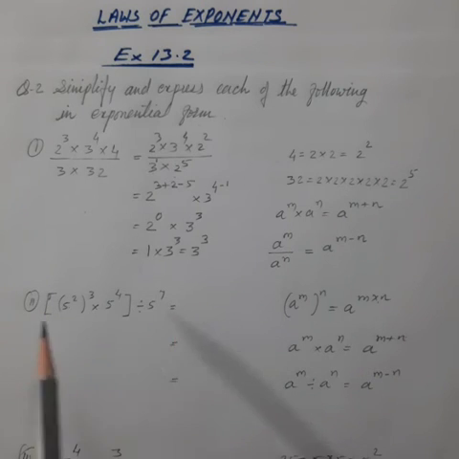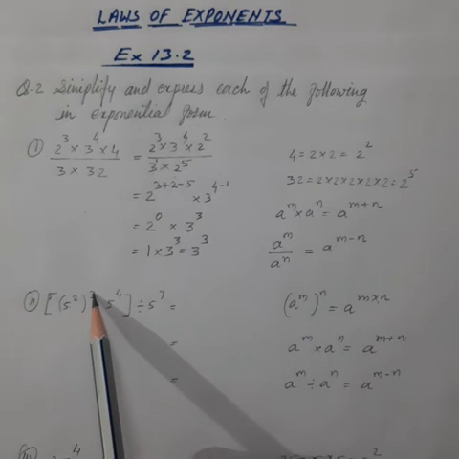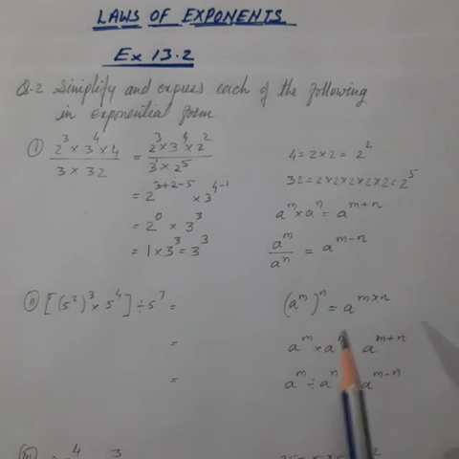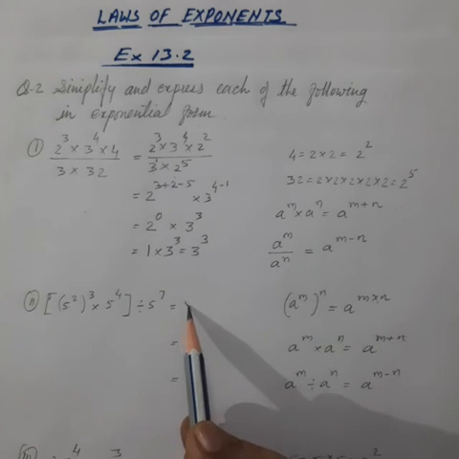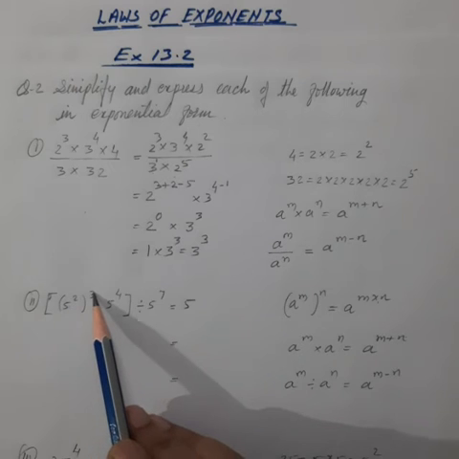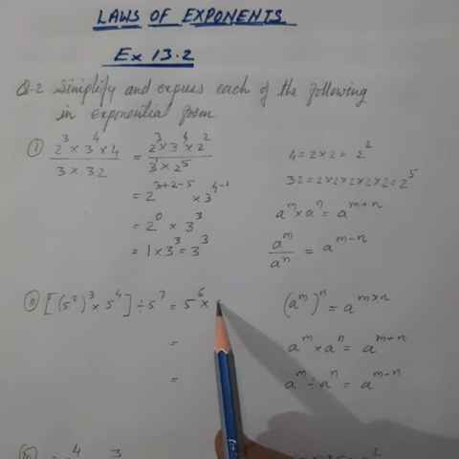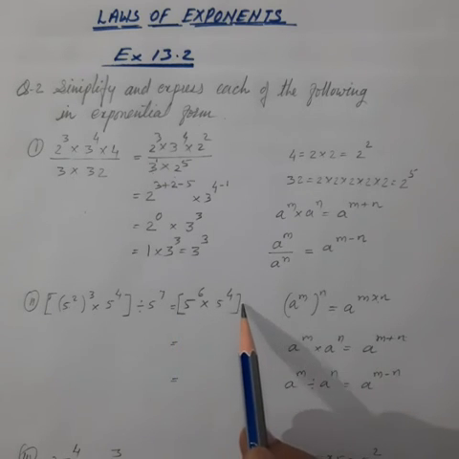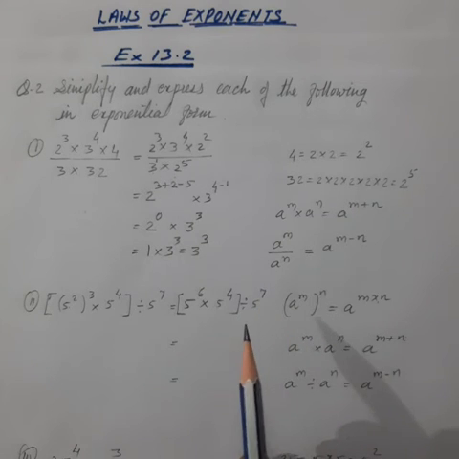Second, in this question, here the base is 5 and power of power. For taking power of power, we have to keep the base same and multiply the powers. So base is 5 and multiply the powers. 2 into 3 is 6, into 5 raised to the power 4. This is in bracket. We have to solve first, and divided by 5 raised to the power 7.